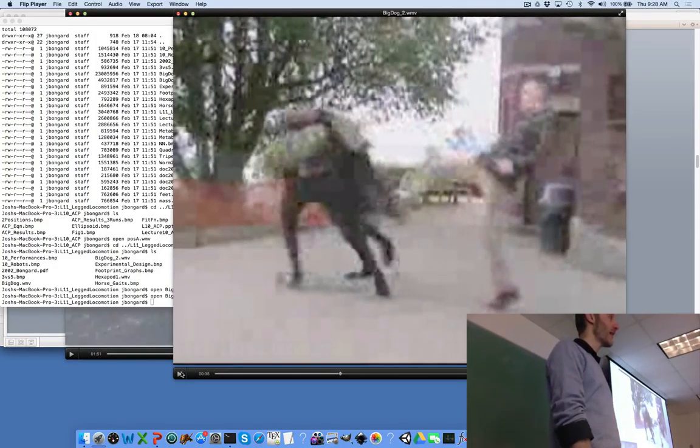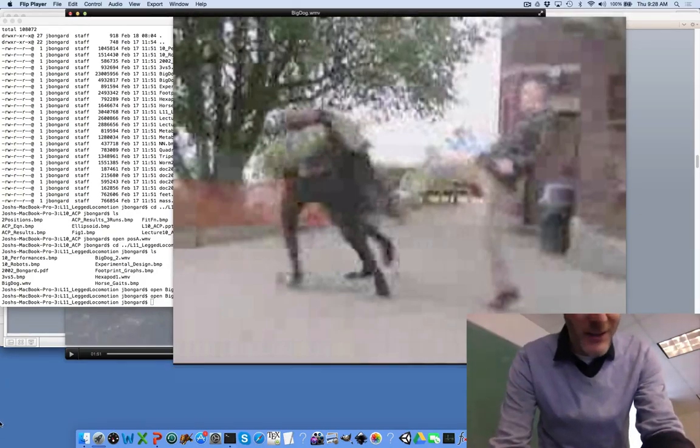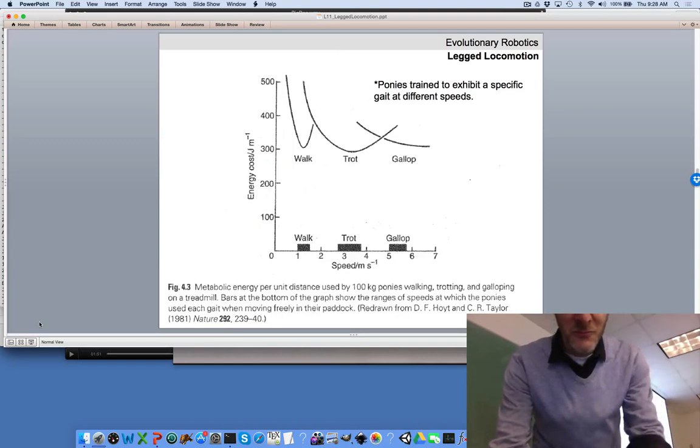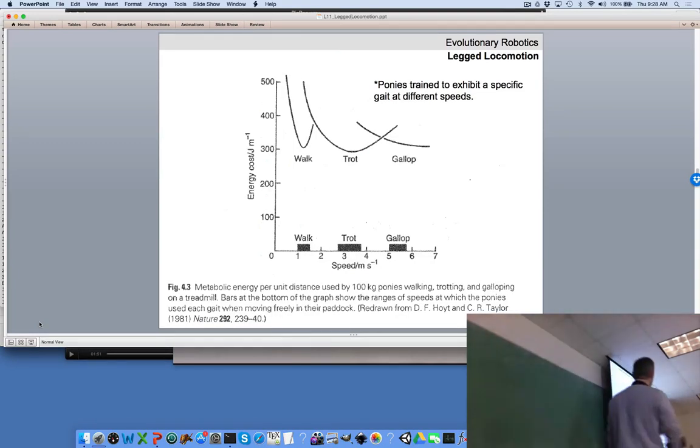Everybody see that this is two bipeds and not one quadruped? Okay. All right, so that's Big Dog for you. Okay, back to animals for a moment. So again, like animals, robots have distinct gaits.